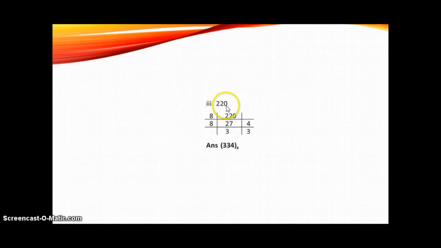Now the next one is 220. The same technique, dividing by 8 repeatedly and writing the remainders in reverse order. So this is the answer, 334.